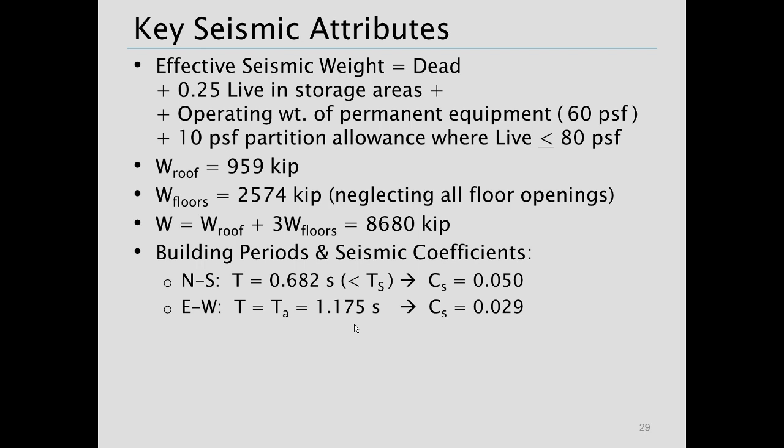Our building periods and seismic coefficients, north-south, we're going to assume that basically our building period is within the plateau of the response spectrum, and so 0.682 seconds we're going to take as our building period based on estimate for brace frame. It gives us C sub S of 0.05. East-west on our moment frames, a frame like this, a lot of times the moment frames are going to be flexible enough so that we may have a period pushing out close to the maximum allowed period that ASCE 7 will let us use for our seismic calcs.